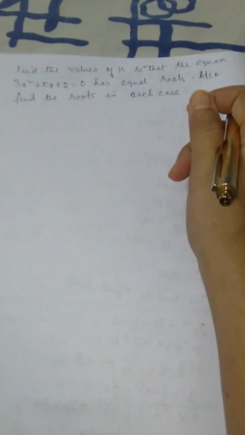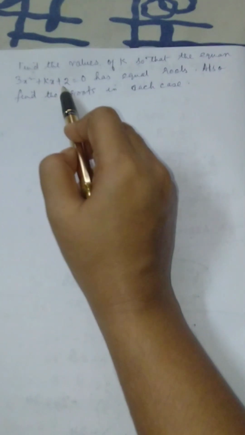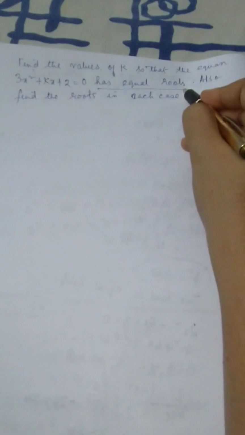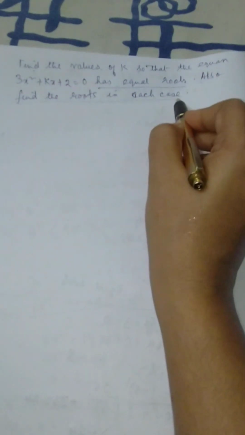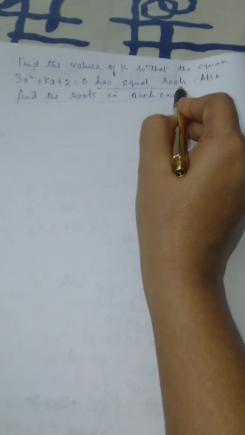Now this question is very much important. Let's check what is in it. It says: find the values of k so that the equation 3x square plus kx plus 2 equals 0 has equal roots. Also find the roots in each case. So already it has been given that this equation has equal roots. That means the discriminant is 0. That means b square is equal to 4ac, right?